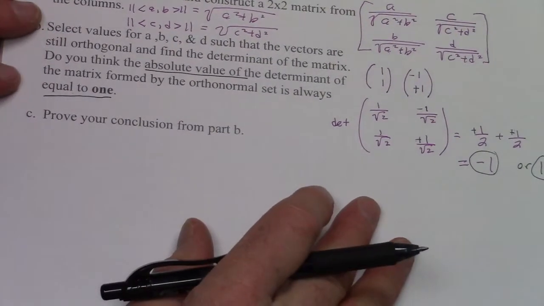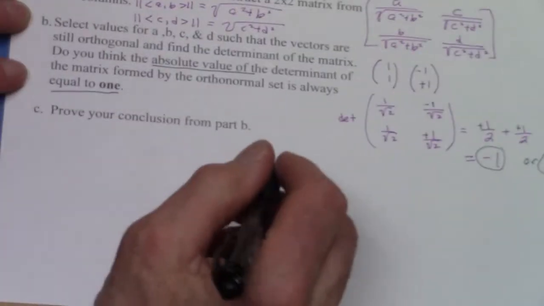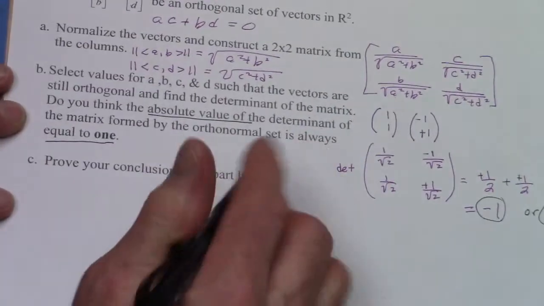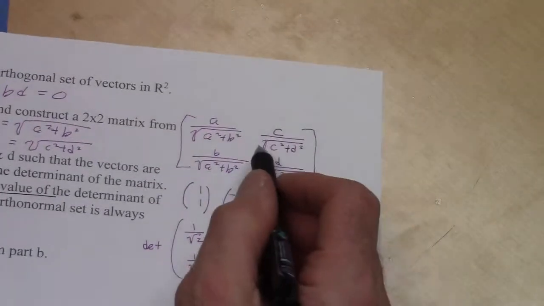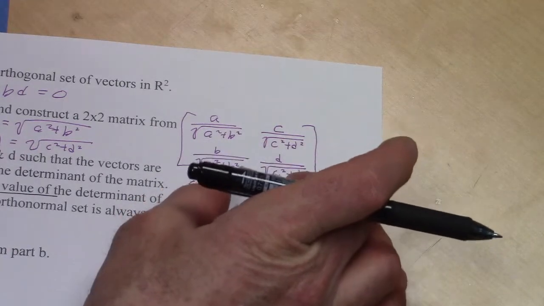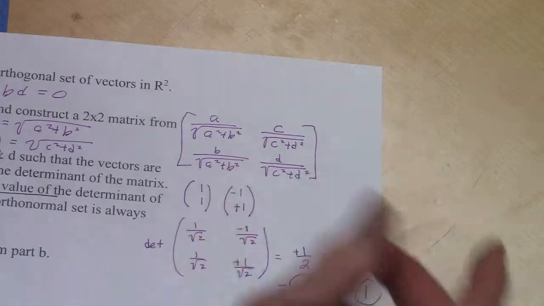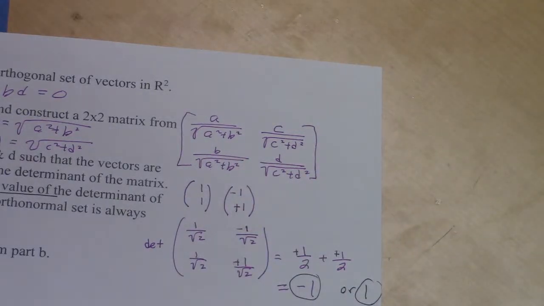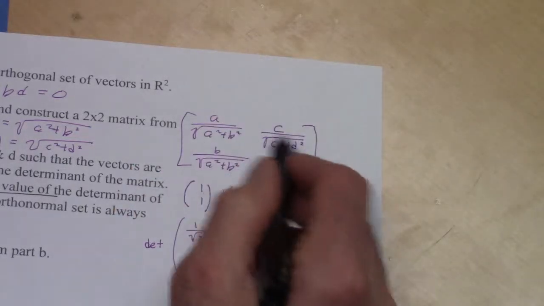So this is video number 2 for part C of number 7. We're trying to show that for a matrix with orthonormal columns, the determinant is either positive 1 or negative 1. So we could take the determinant of this in general form.